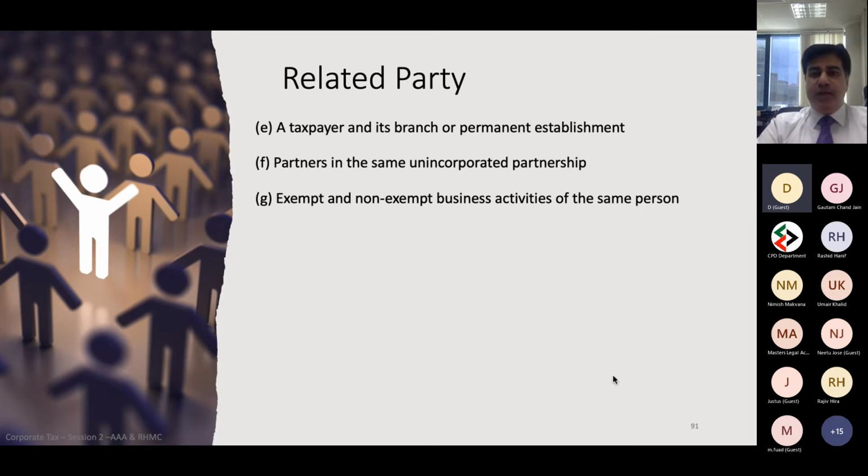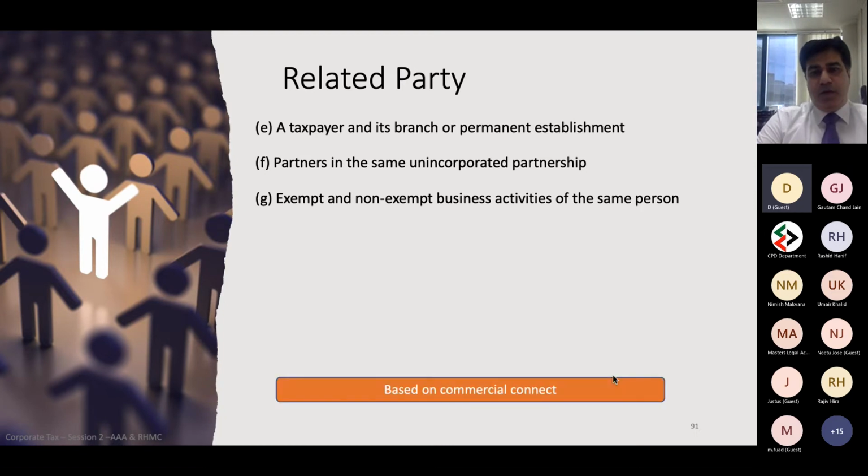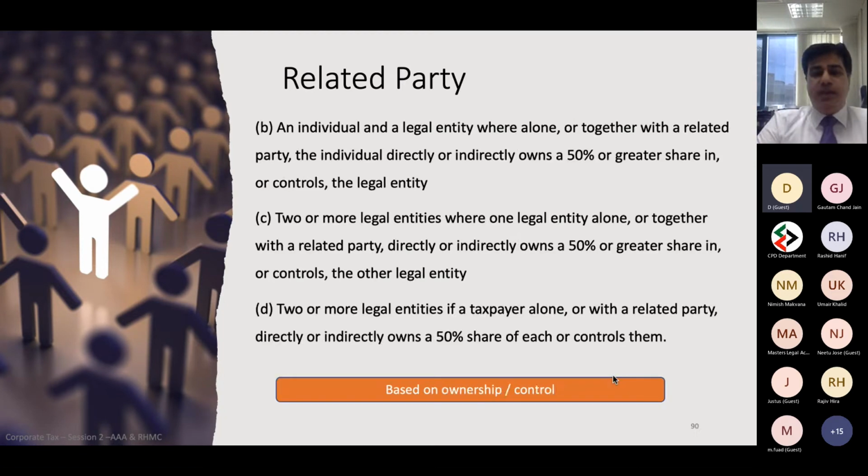Exempt and non-exempt business activities of the same person. So one income is under the 0% category, one income is under the 9% category. Any relationship happening between these two parties is held by the common ownership, so that criteria also comes, but you need to look at whether there is a passing on of expenditure from 0% income to 9% taxable income. All those transactions come under the purview of transfer pricing or the fair pricing mechanism based on commercial connect. So that's the three things which we talked about.